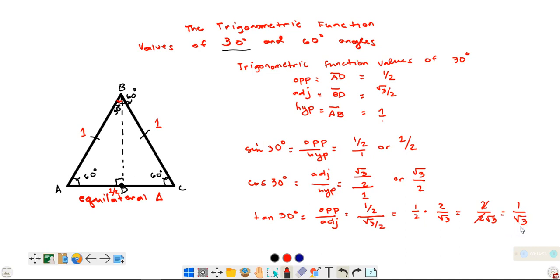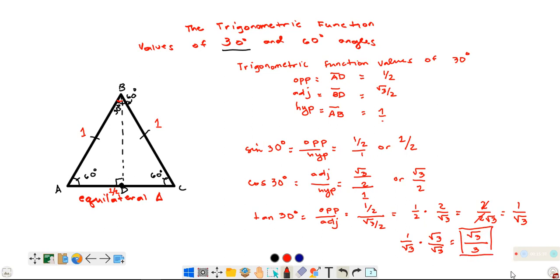Why? Because we have to rationalize the denominator. 1 over square root of 3 is not at its simplest form yet because we have to remove the radical in the denominator. How can we do that? So multiply 1 over square root of 3 by a factor of 1, square root of 3 over square root of 3. Square root of 3 over square root of 3 is 1. So we have square root of 3 over 3. Because square root of 3 times square root of 3 is equal to the square root of 9. And square root of 9 is equal to the square root of 3.